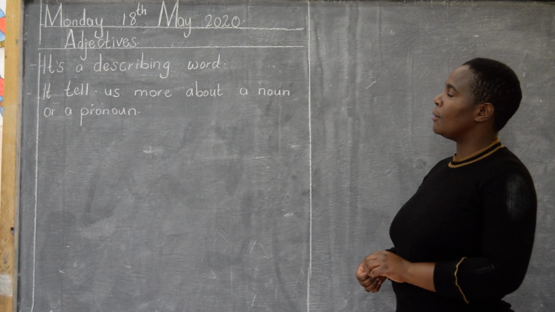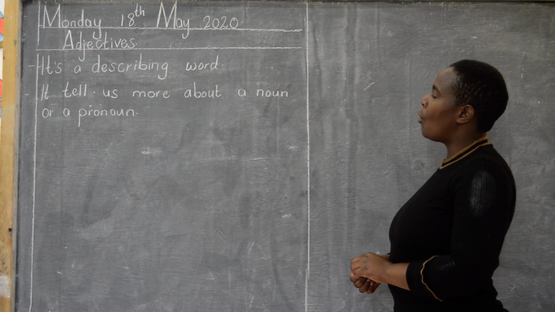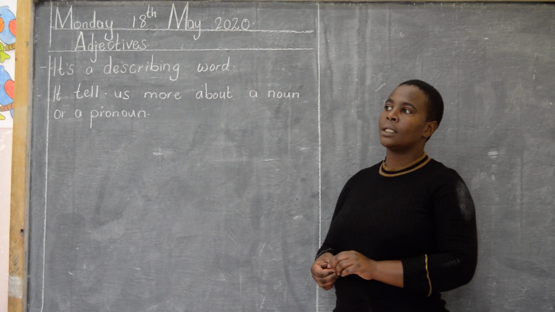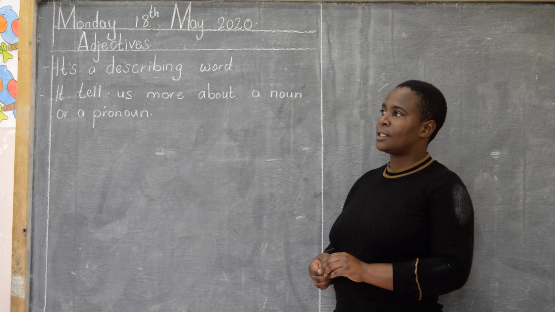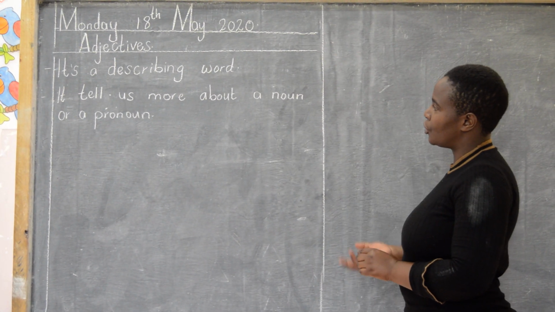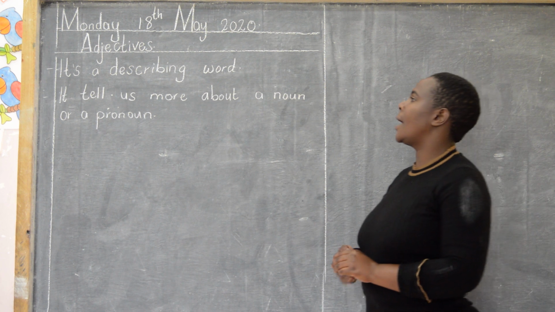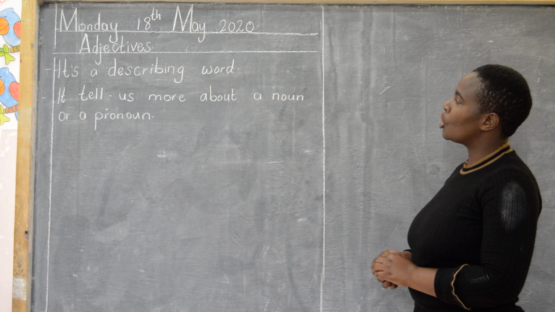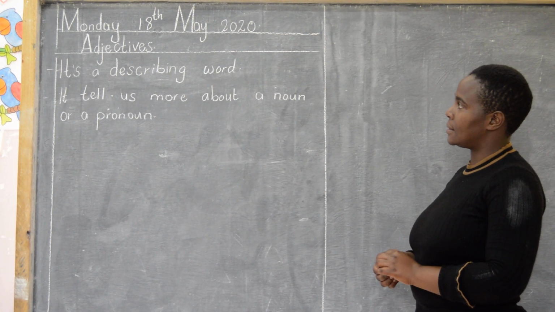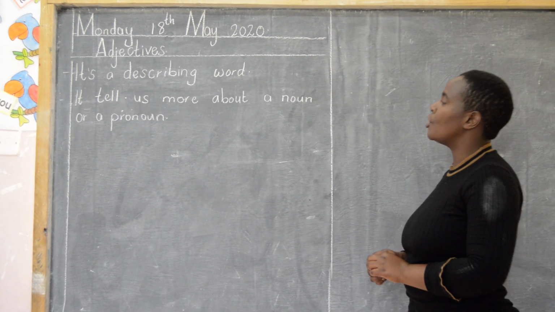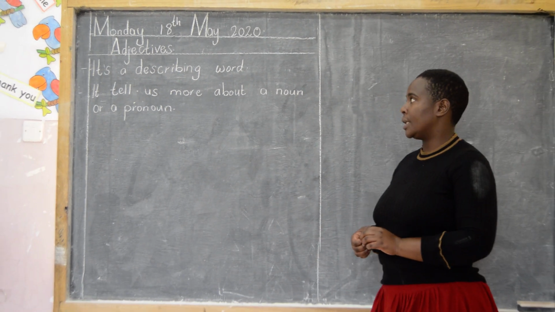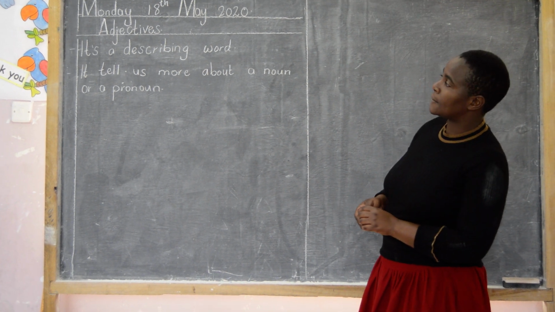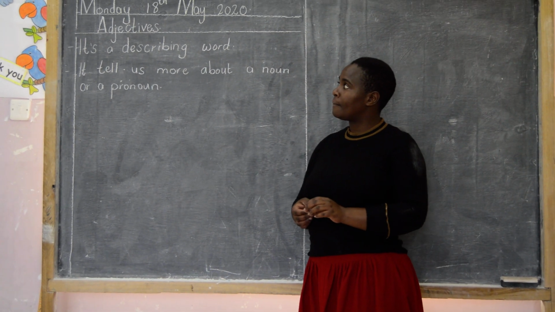For example, if you are given a word, let's say dress, and you want to tell a person about that dress, you can say it is a pink dress or it is a round dress. That means you're talking more about the dress, and the describing word there will be round or green.